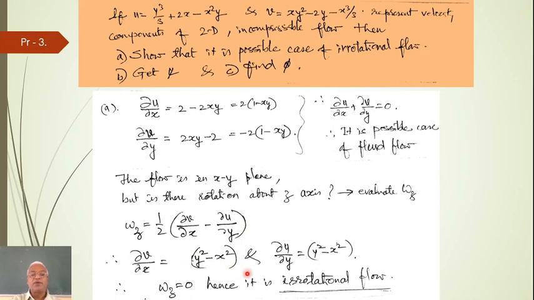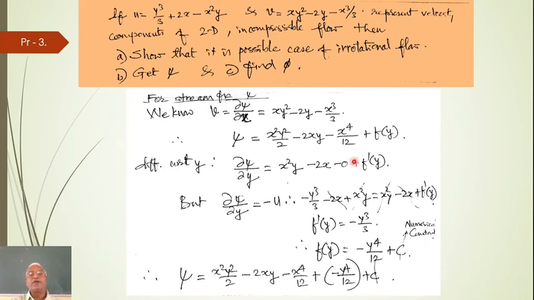So that is to say y squared minus x squared, and I want dou u by dou y. If I do that, dou u by dou y, again this will be y squared, and then minus x squared, because this term vanishes on differentiation with respect to y. So here it clearly indicates that dou v by dou x is y squared minus x squared, whereas dou u by dou y is y squared minus x squared. That's why in the omega z expression, half this minus this, if you put these values there, it's equal to 0. Hence it is irrotational flow.